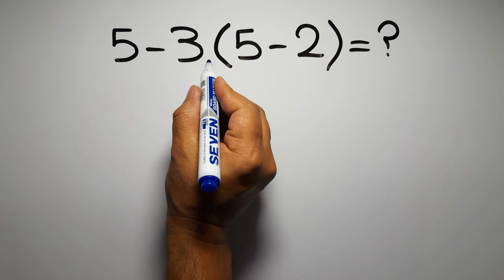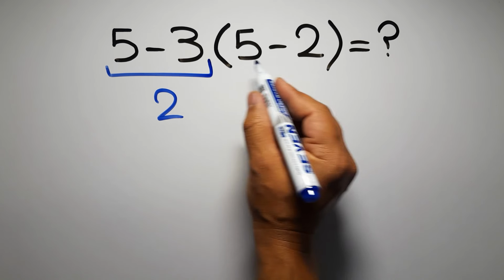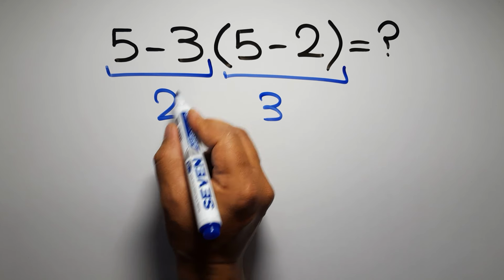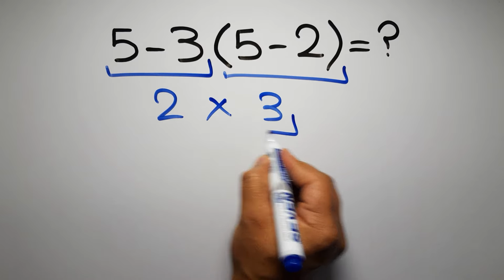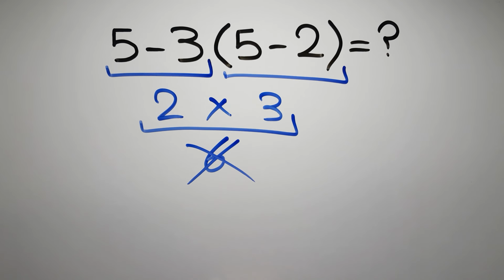5 minus 3 gives us 2. And inside this parenthesis, we have 5 minus 2, which equals 3. So 2 times 3, which equals 6. But this answer is not correct.